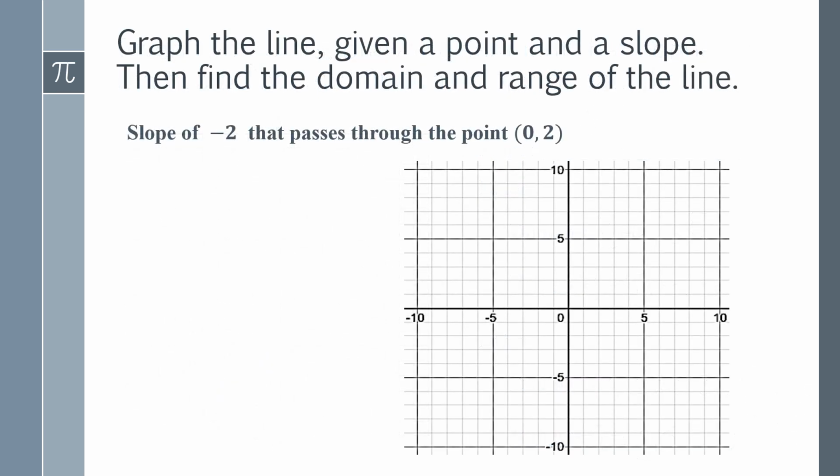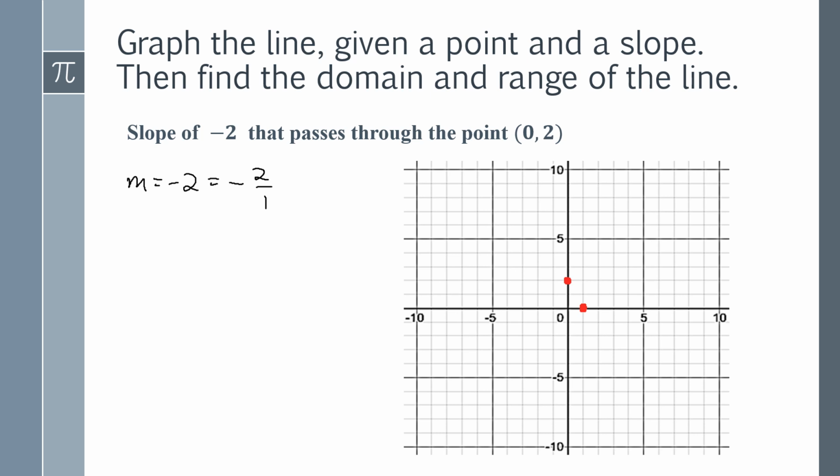Okay, let's graph the line given a point and a slope, and then find the domain and the range of the line. So the first thing we do, we always plot the point. So we're going to do that at (0, 2). Next, we go ahead and plot a second point based on the slope. So if our slope is m = -2, well, in fractional form, that's -2/1. So now we have our rise over our run, right? We go down 2, over 1.